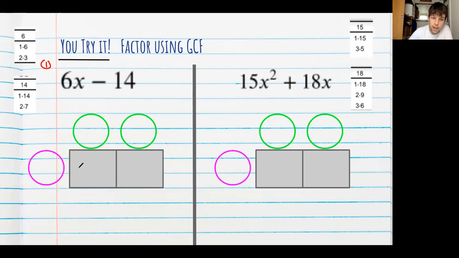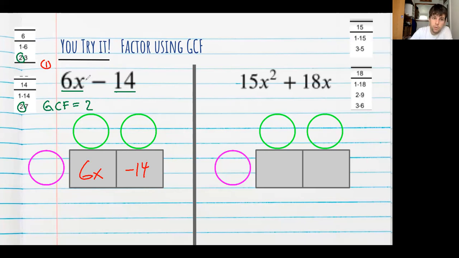So again, write it in the box. It's not necessary that this is absolutely the first thing you do. You could start finding the GCF first if that's what you want to do, but whatever. So we're looking for GCF between 6x and 14, or minus 14. So here are our factors. Looks like 2 is the biggest factor that both of those have. They don't share any others that are bigger than that. So 2.